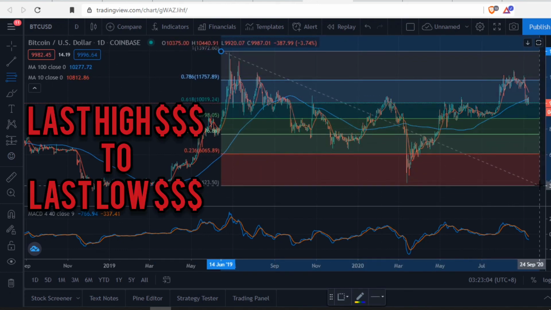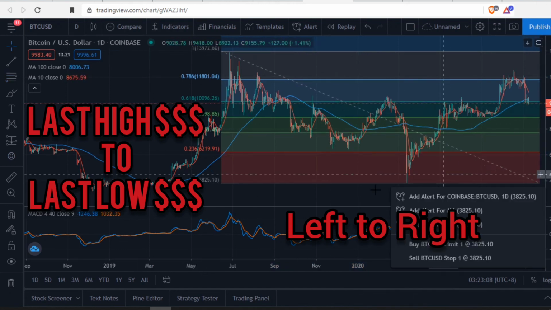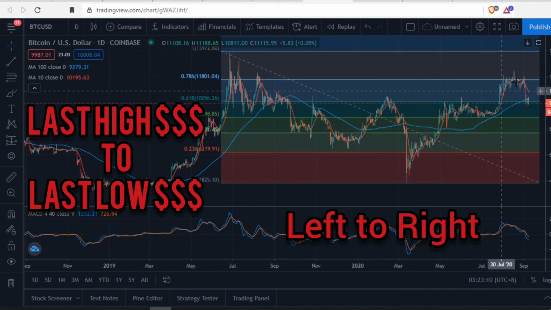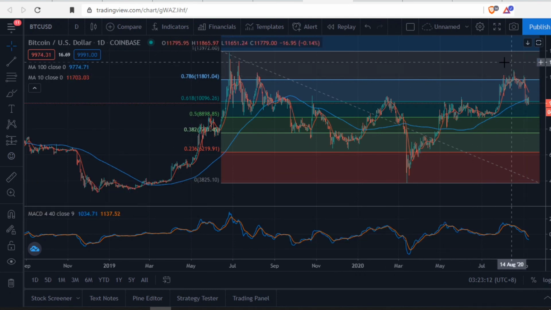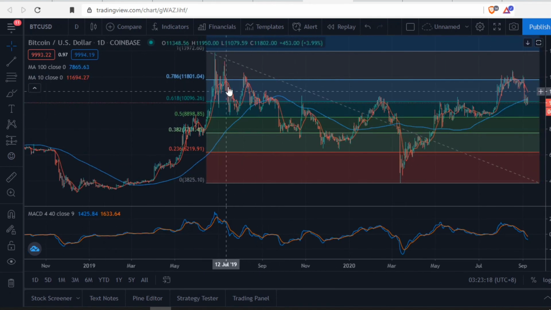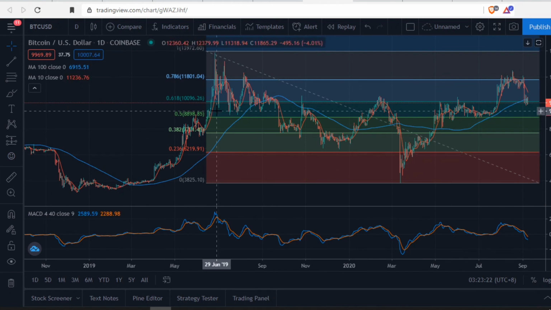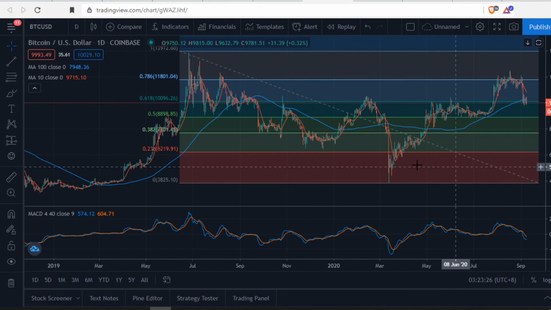So left to right, okay, low to high, or high to low, because that's what's going to give me the retracement back up, okay? So it's gone back down, it's retracing. Now for a year, just over a year, I think this is back in like June, and now we're in August, September. So a little over a year, all right?